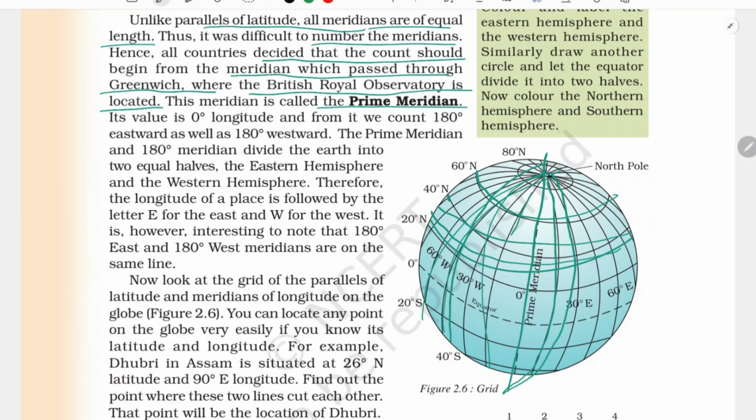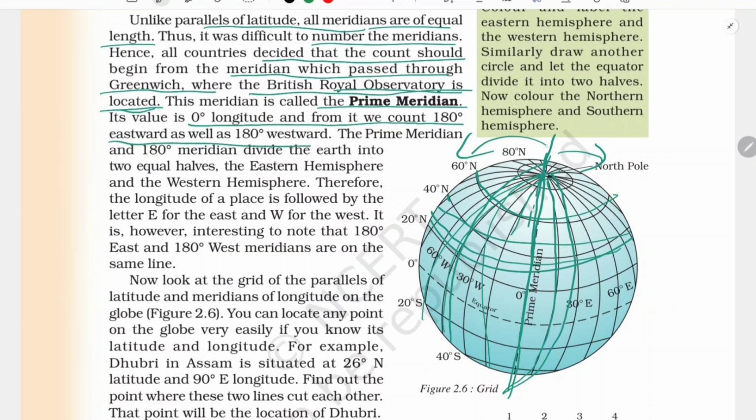So they have drawn a line just like the equator. Here in the middle is the prime meridian, and from here they decide the prime zone. The eastern side will be ahead, and the western side will be behind. This line crosses the place where the British Royal Observatory is located, Greenwich, and it is also known as the Greenwich meridian. Its value is 0 longitude, and from it we count 180 eastward as well as 180 westward.